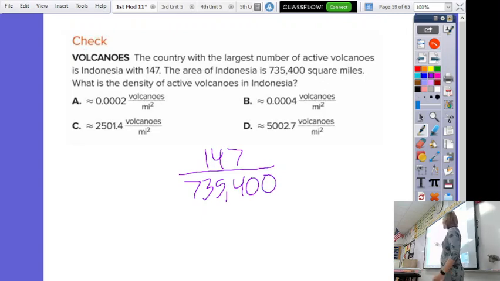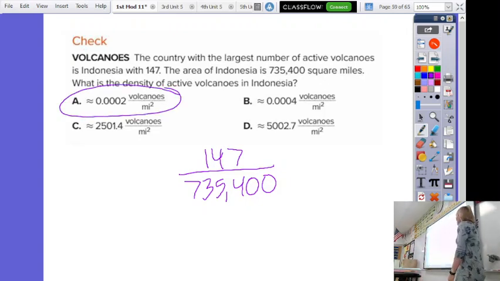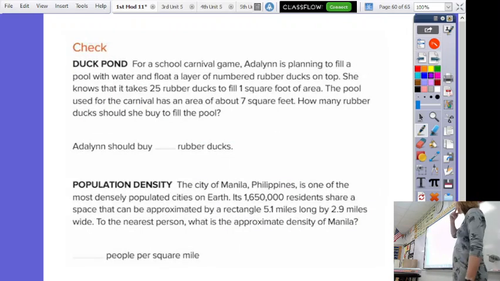Anybody want to take a guess without typing in your calculator? Which one is it? B. Okay, the answer is A, but I like that you were at least down to A or B. I'm glad that nobody said C or D. So the answer is A if you divide that out. Not very many, but compared to what some places would have, like the United States, that's more than we would have. So that's population density.